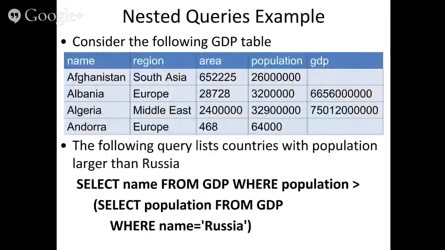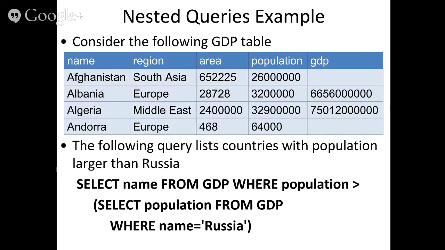Okay, so here's another example where you have a list of several countries, their region, their geographic area, their population, at the time the slide was generated, and their GDP.